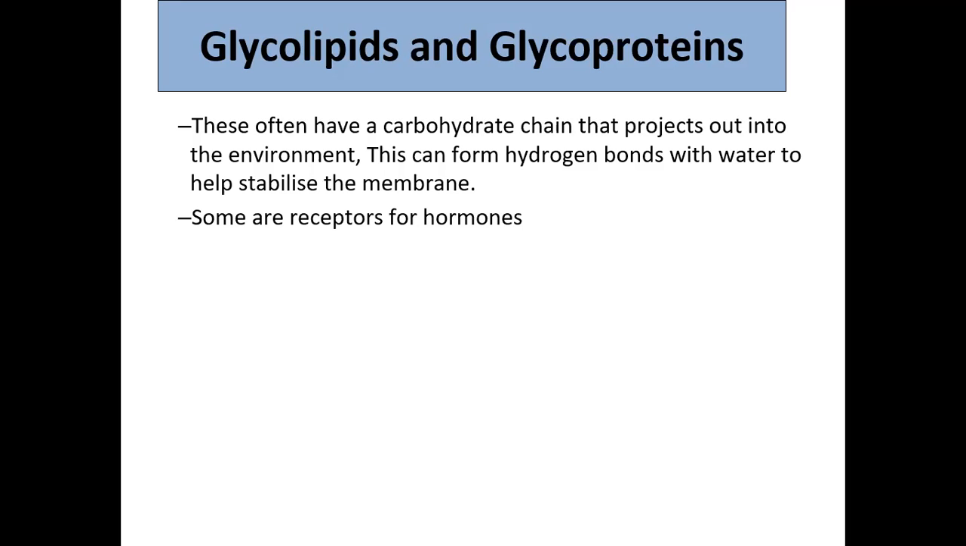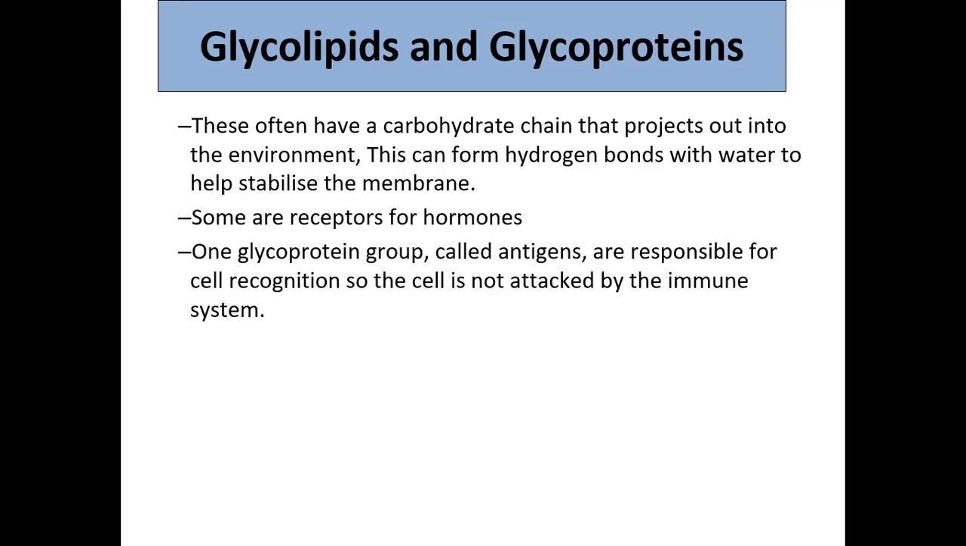Some glycoproteins are actually receptors for hormones, and one glycoprotein group called antigens are responsible for cell recognition, so the cell is not attacked by the immune system. Actually that's really an interesting part. When we talk about antigens, and that comes up a lot recently because of COVID, we talk about antigens on the outside of a cell, and we're like, well, what is this? Or the antigens on the outside of a virus or the outside of a bacteria.